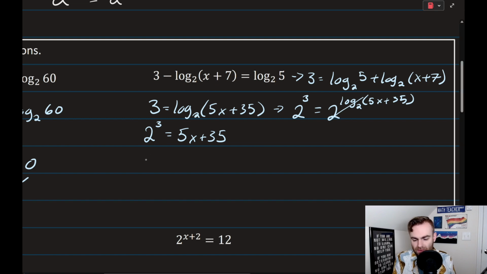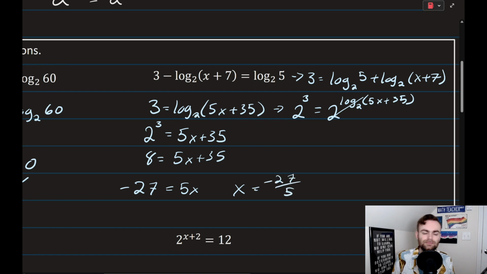2 to the power of 3 is 8, so we have 8 is equal to 5x plus 35. We subtract 35 from both sides, which gives us negative 27 is equal to 5x, which means that x is equal to negative 27 fifths. Now we have to check this. So negative 27 fifths is negative 5.2 if you convert it to a decimal. So that might help with your checking if you have a fraction. Converting it to a decimal to check might be useful for you.